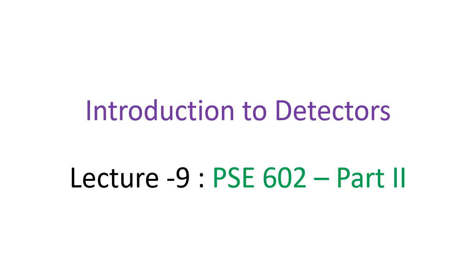In particular, I'm going to look at the PIN detectors, which are different from the PN junction themselves. Here, what one does is basically increase the depletion region, and there are lots of advantages to that. The second type of detector is the Schottky photodiode, which is a combination of metal and semiconductor. Again, it comes with its own advantages.